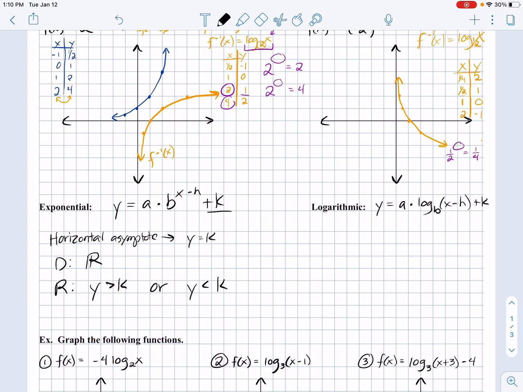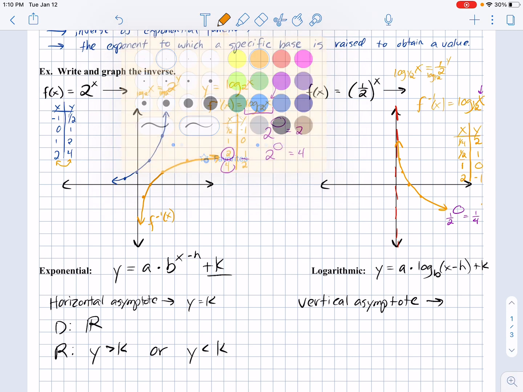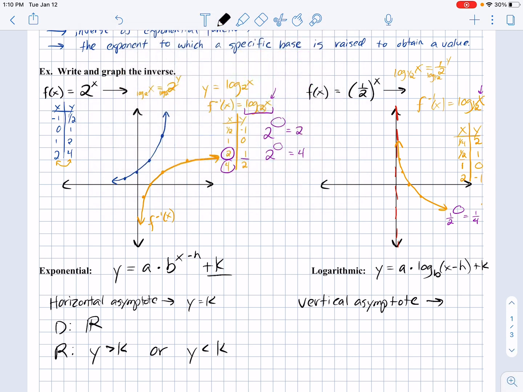So then for a logarithmic function, we have a vertical asymptote. And hopefully you can see that right here. Our vertical asymptote is the y-axis. Okay, and because the vertical asymptote comes from the graph being shifted left to right, the vertical asymptote would always be at x equals h. The h value shifts us left to right.